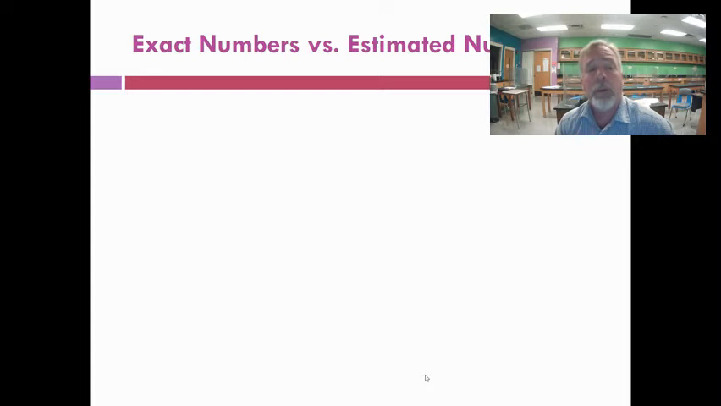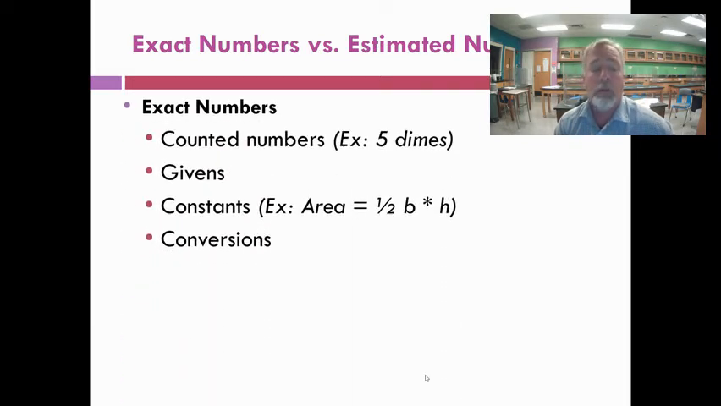Quick review from last week as well. Exact numbers versus estimated numbers. Hopefully you remember the exact numbers from last week. These were things that are counted, like 5 dimes. I think I used the example of sheep last week. We can't have a partial sheep or a partial dime. It just doesn't make sense, right? I guess you could cut them in half, but that's not a very realistic way of counting dimes or sheep. So counted numbers are exact.